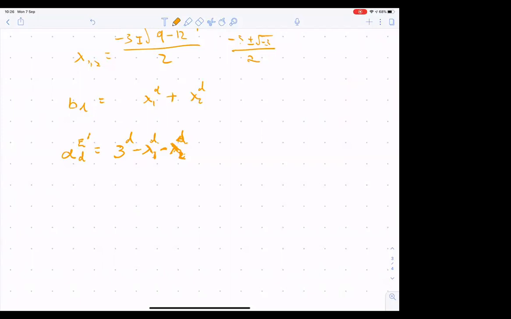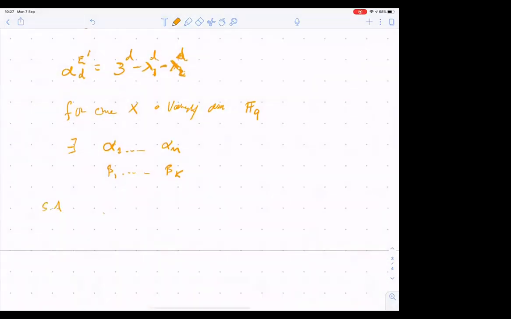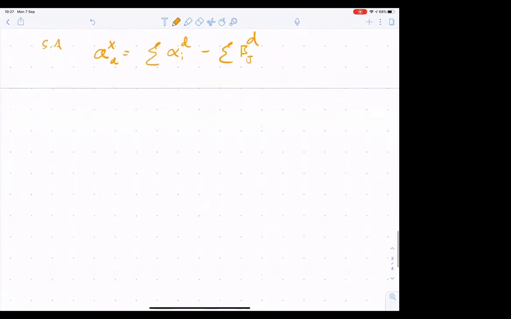So for every variety X over a finite field of size q, there exists a collection of numbers alpha 1 to alpha m and beta 1 to beta k that depends on X, such that what we call a_X,d is just the sum of the alpha i's to the d minus the sum of the beta j's to the d. Okay. So this is something that we have kind of empirically seen in very few examples here, but you can check that this is true.